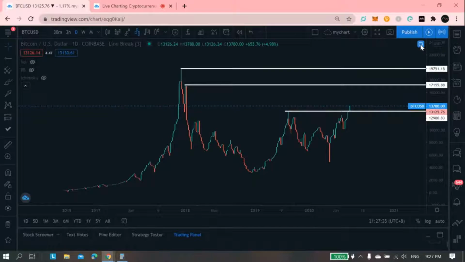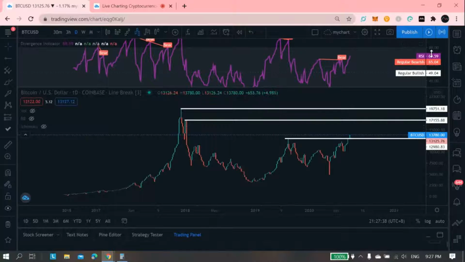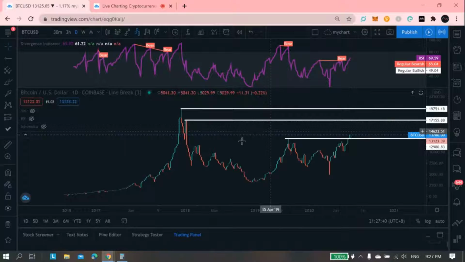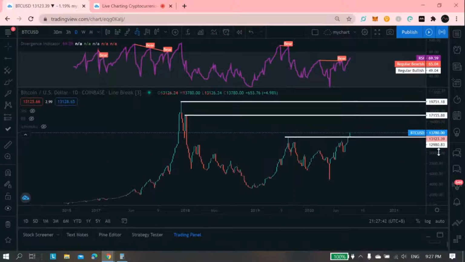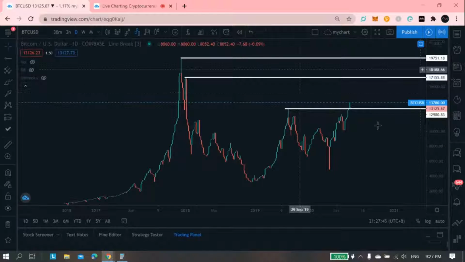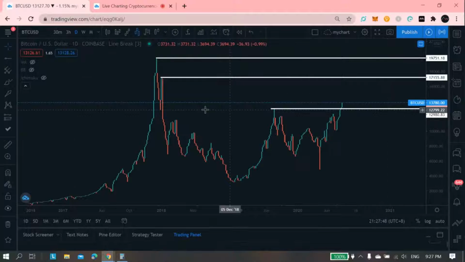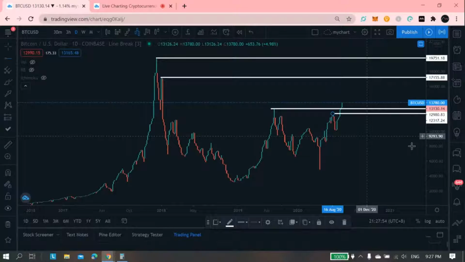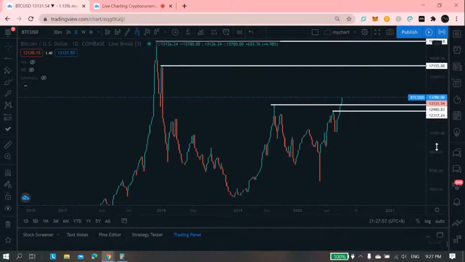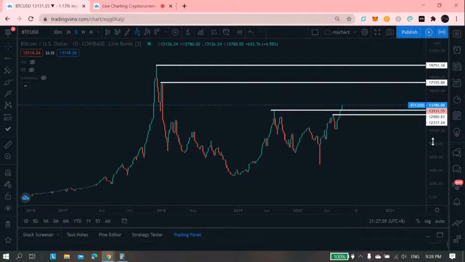Oh, I did not check on the divergence indicator, but these are the key support and resistance areas I'm looking at. So for this one, you can actually use this one as the next possible support. So I think that's it.